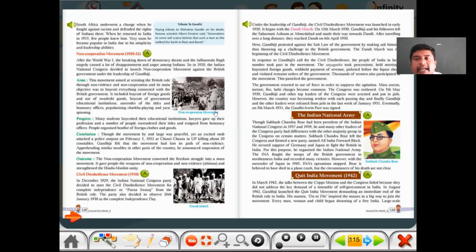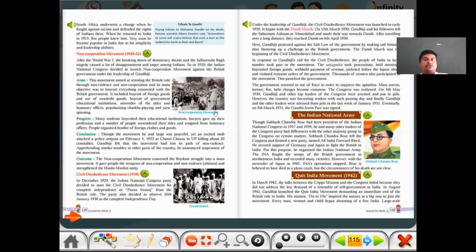You know, children, India wanted to achieve its freedom in the year 1929. Unfortunately, it failed. Here are some reasons for that. A complete freedom, which is also called Purna Swaraj, from the British rule. The party also decided to observe 26th January 1930 as the Complete Independence Day. As per the Indian National Congress, the Freedom Day of India was 1930, January 26th. But I tell you, it is not in the textbook.